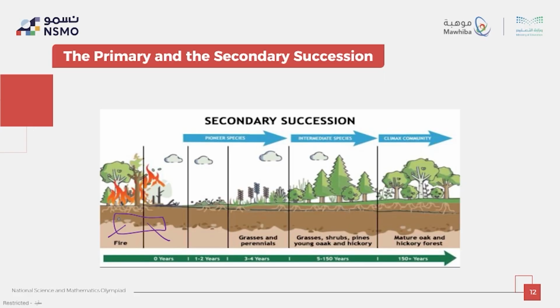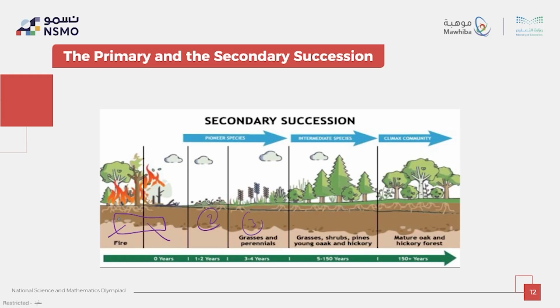Moving to the second stage, grass and perennials. It takes from 1 to 2 years. Grasses and small plants grow quickly because seeds and roots are already in the soil. Stage number 3, grass, shrubs, and young trees. It takes from 3 to 4 years. Shrubs and young trees such as pine begin to appear.